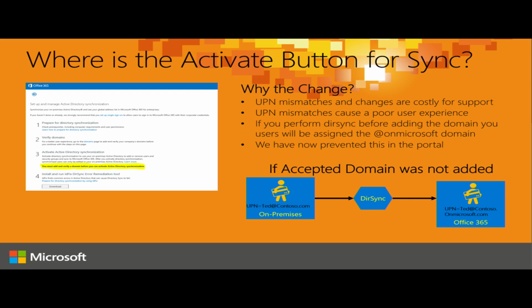And it's an extra step, I guess. It's not too hard to change the UPN back to the proper domain, but it's an extra step in your migration process. So we've disabled that. So you need to make sure that you add that domain first, and then enable directory synchronization.